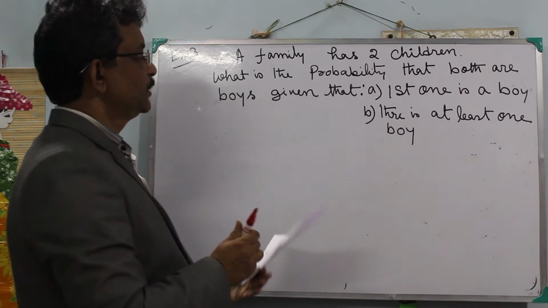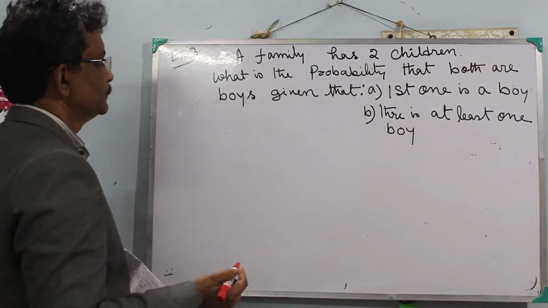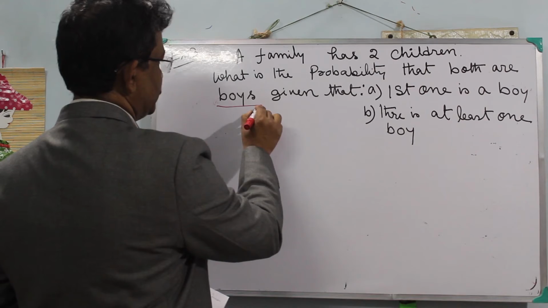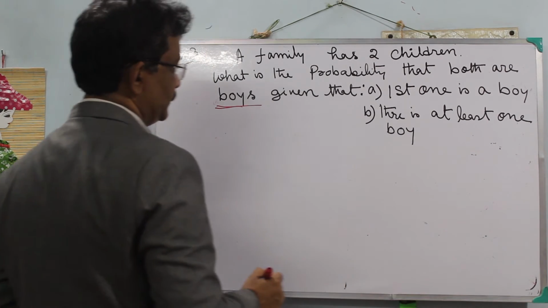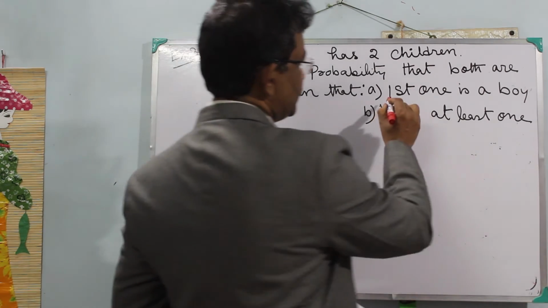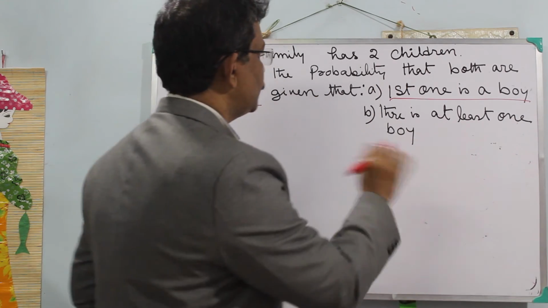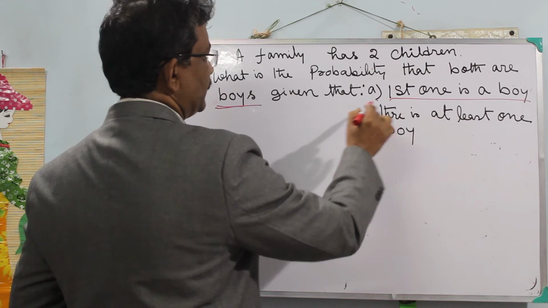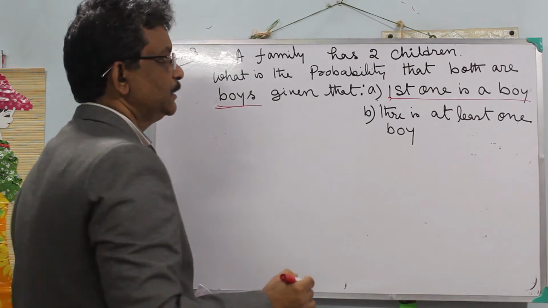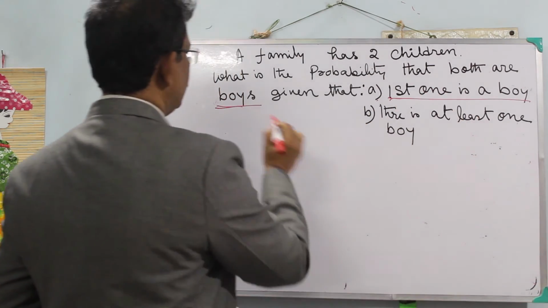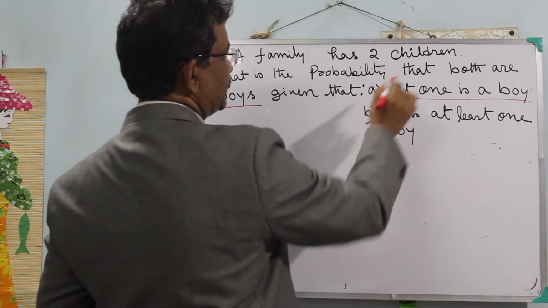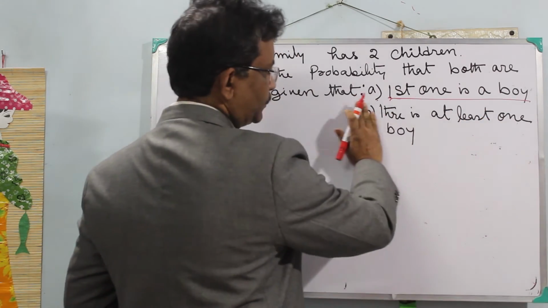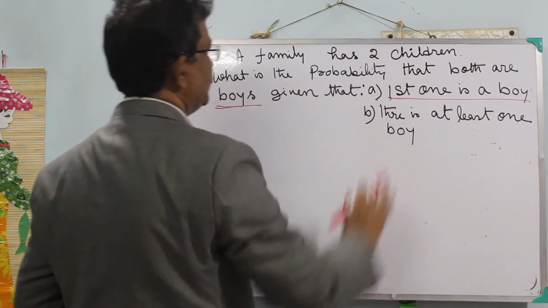A family has two children. Okay, there are two children, maybe boys or girls. What is the probability that both are boys? What is the probability that both are boys, given that the first one is a boy? A and B are separate problems. What is the condition given? The first one is given to be a boy. And what is the probability that both are boys, given the condition that the first one is a boy? I am not considering the B part. First I am solving the first part.